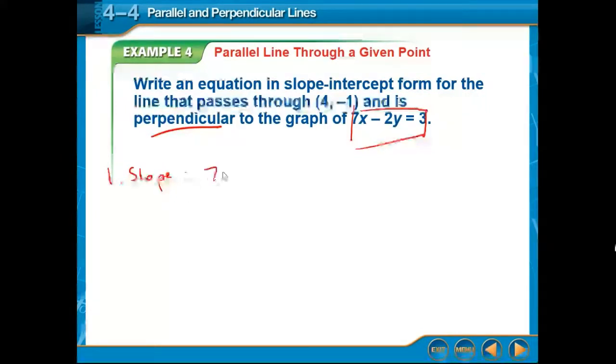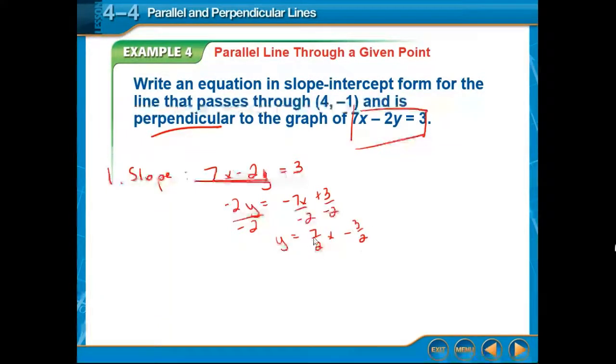So to find the slope, first thing I have to do is figure out what the slope of the perpendicular line is. So to get y by itself, I'm going to have -2y equals -7x plus 3, and divide everything by -2. And so when I do that, I get y equals 7/2 x minus 3/2. So all I want from this really is the slope. So the slope of the perpendicular line is 7/2. The slope I'm going to be looking for is going to be -2/7.